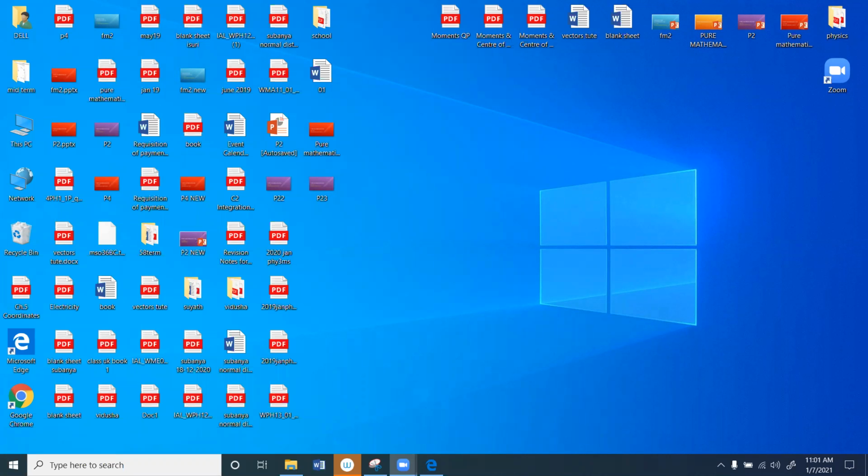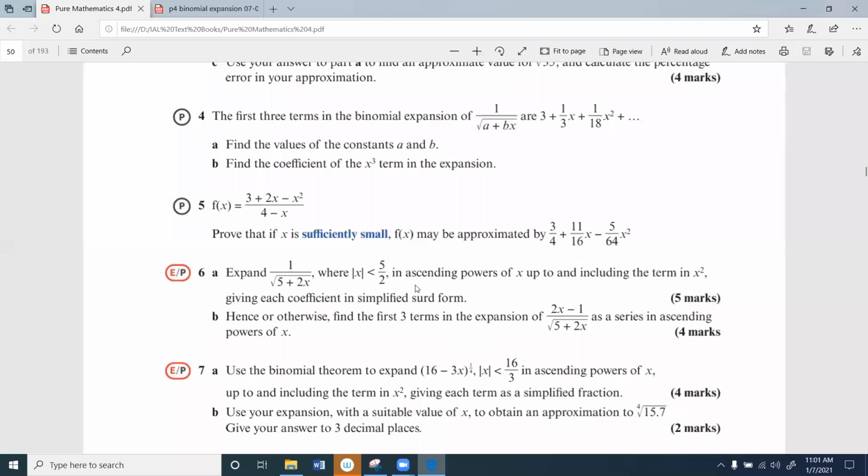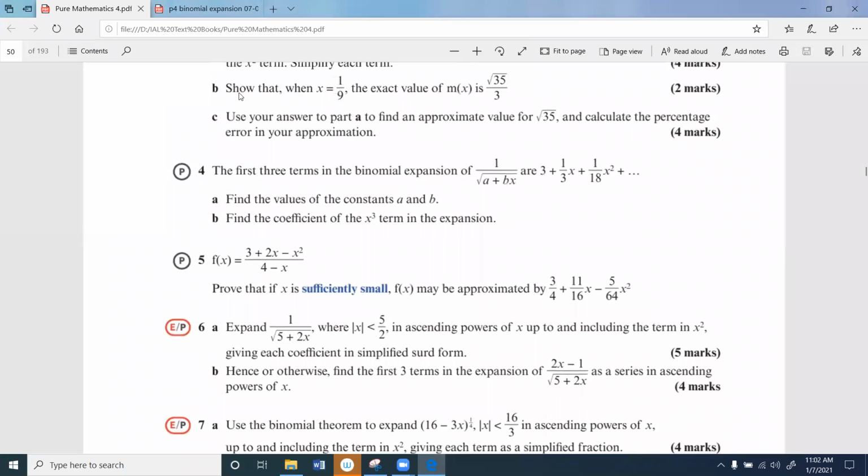In the last session, we were discussing the binomial expansion. We did up to the question of how to find the percentage and how to find the approximate value for that. So today we'll be starting with this question.